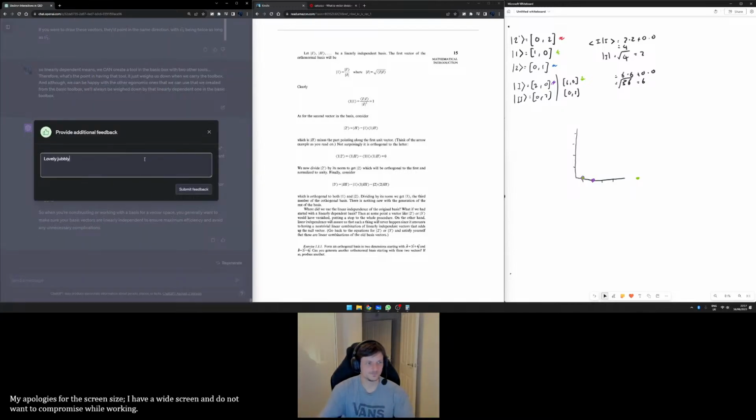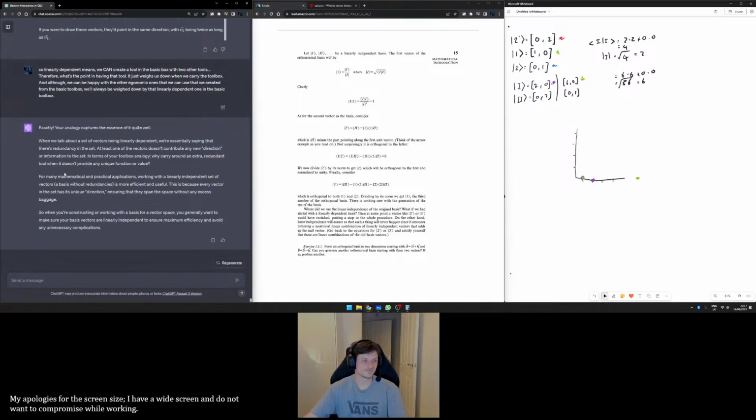Lovely jubbly. Every vector in the set has its unique direction, ensuring that they span the space without any excess baggage.